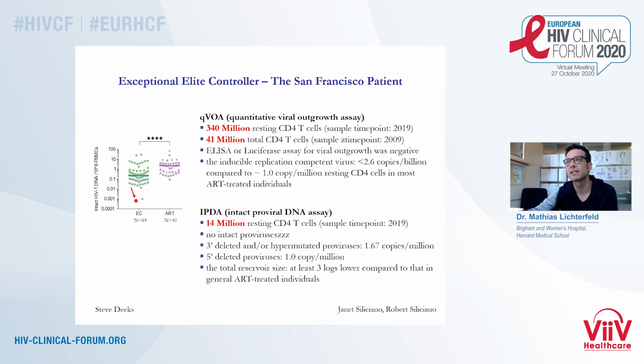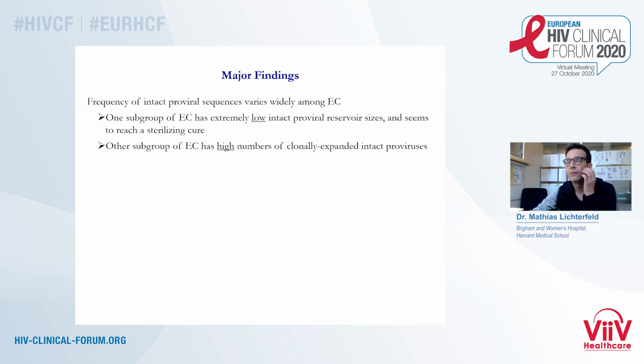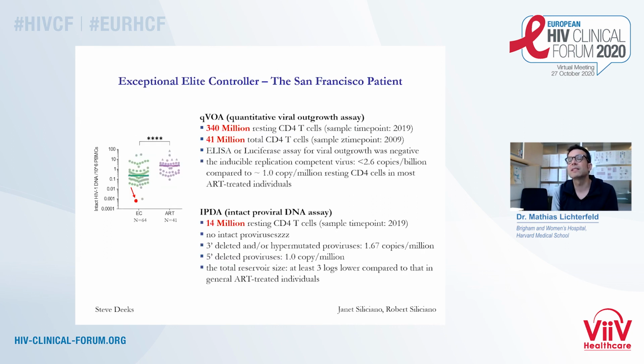And these types of assays here were conducted in collaboration with Bob Siliciano's group. So essentially what this means is that in this particular patient, despite analyzing massive amounts of cells using a variety of different types of assays, we have failed to identify a single intact provirus. And certainly, it doesn't prove that this person has achieved a sterilizing cure, but it very strongly suggests that this person actually is cured and should be regarded as a cured patient.